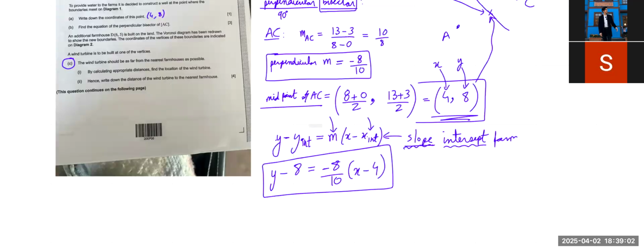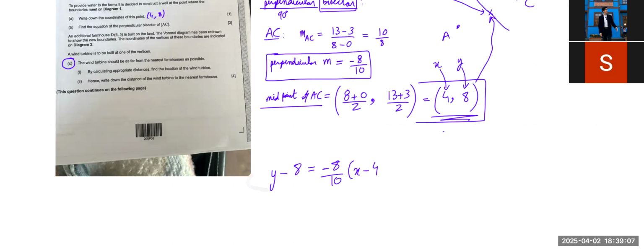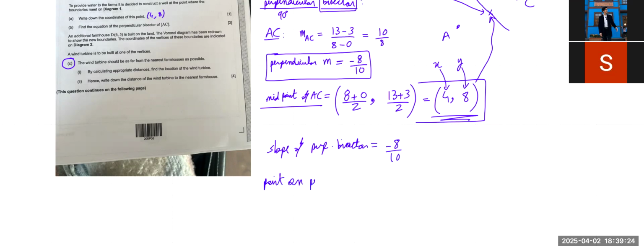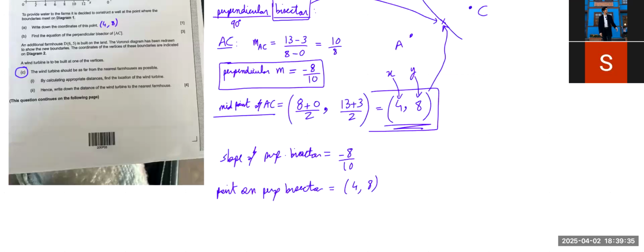So basically this formula is useful whenever, okay, so what do we have so far, right? Let's think about this. We have the slope of our line, the slope of the perpendicular bisector, which is negative 8 over 10. And we have a point on the perpendicular bisector, which is 4, 8. So we know the slope of our line and we know a random point on the line. Once you know both of these things about any line, you can simply plug it in over here.